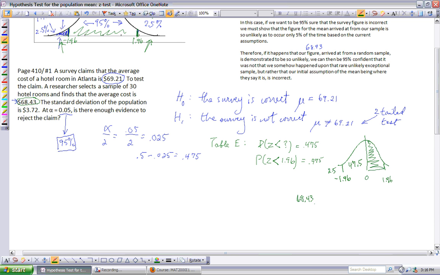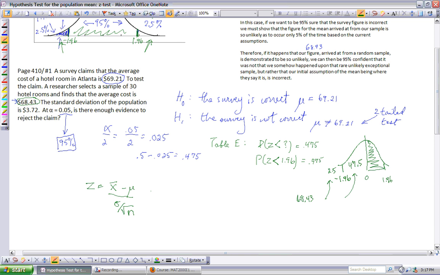We're looking to see now, as a reminder, does 68.43 give a z-score that's over here in this tail? If it doesn't, and it's over here, we cannot reject the null. If, however, the z-score of this figure is over here in the tail, or if it was over there in that tail, we could reject the null. Let's see what happens. Z equals x bar, the sample mean, minus the population mean, over the population standard deviation divided by the square root of the sample size.